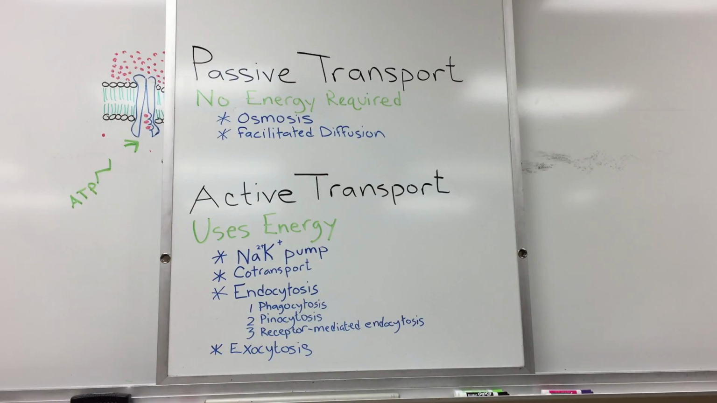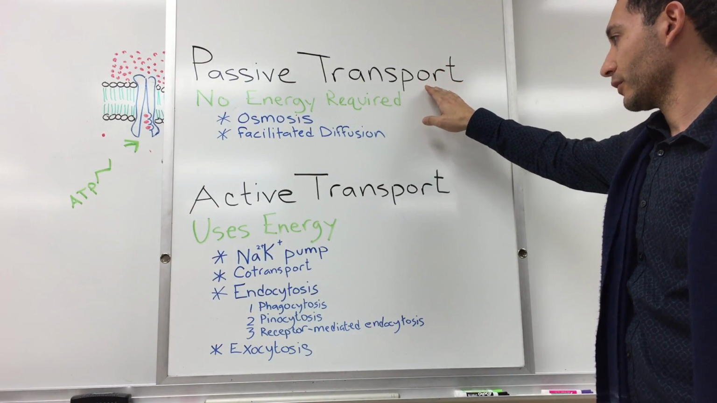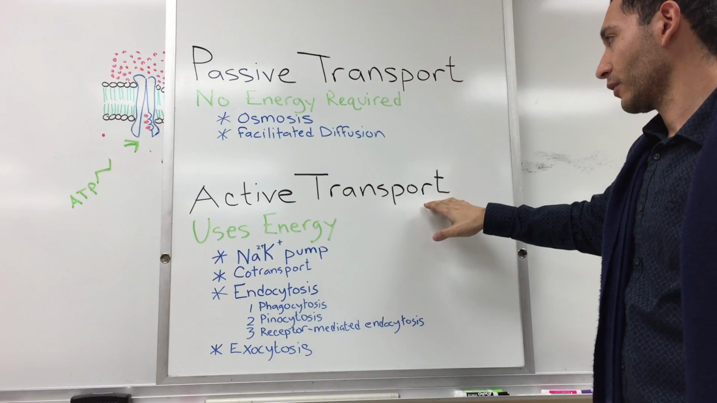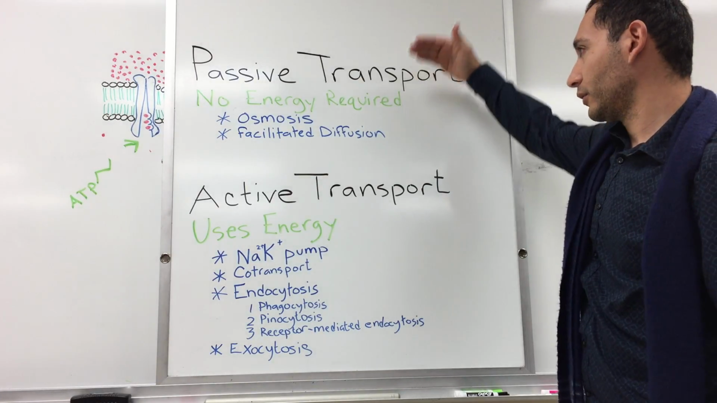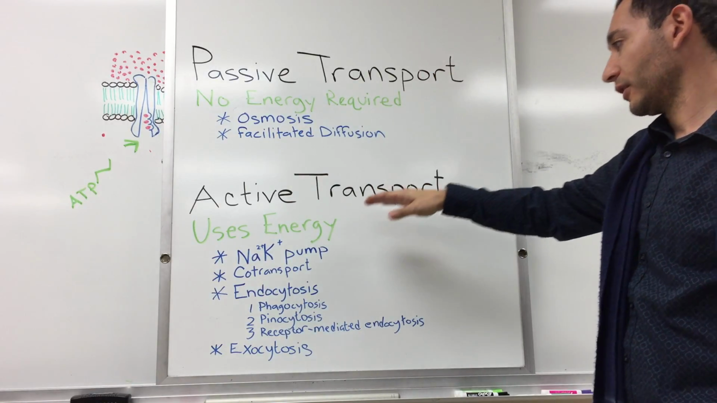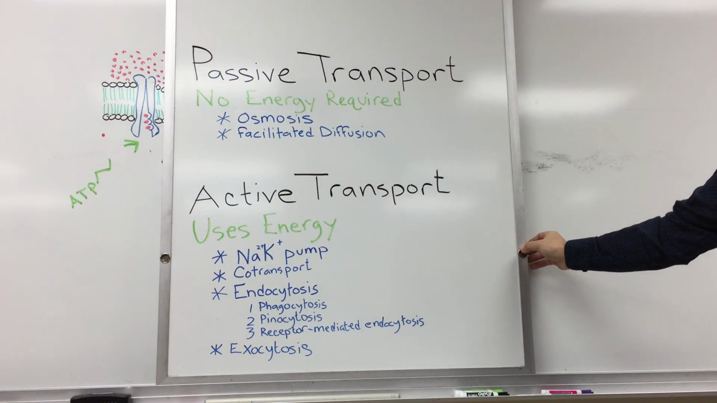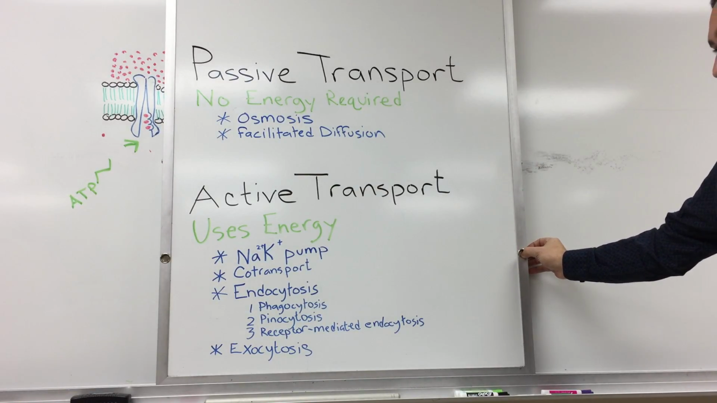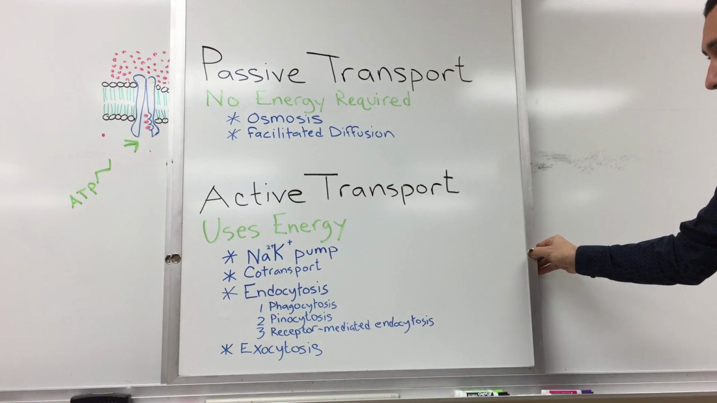This is the plasma membranes chapter. The first thing to take note of is that there is a difference between passive transport and active transport. Passive transport requires no energy to allow molecules across the plasma membrane, whereas active transport actually requires energy to transport molecules across the semi-permeable plasma membrane.